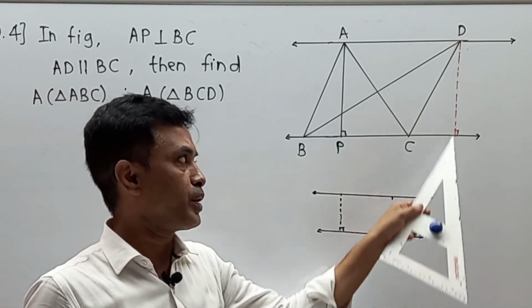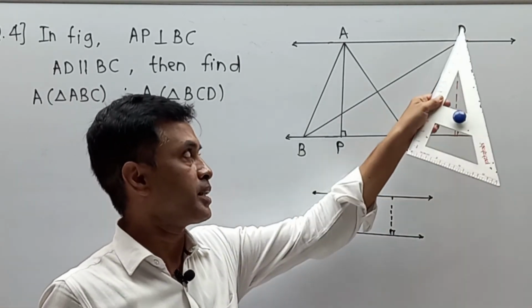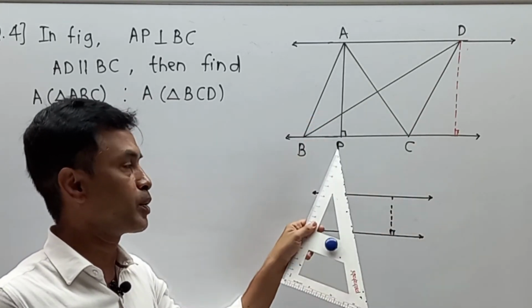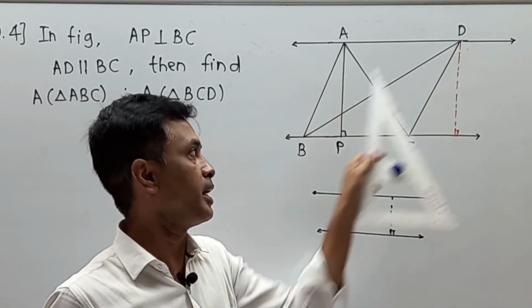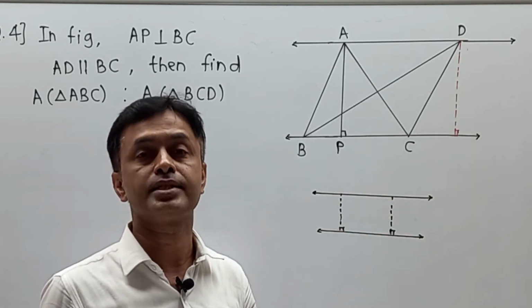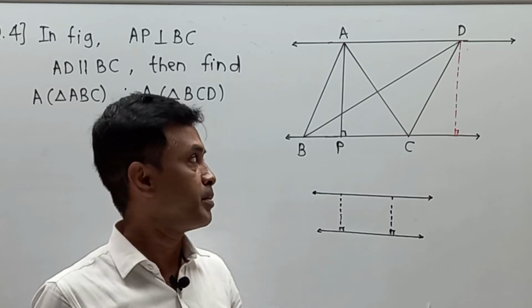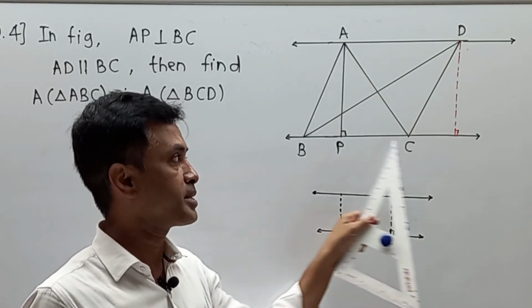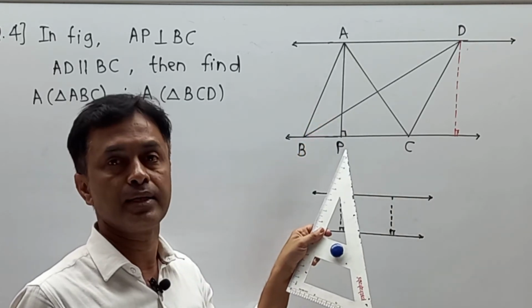Now, as I draw a new perpendicular height over here, this height from D to this point must be exactly equal to AP. The reason is that AD is parallel to BC, which means for both triangles the height is also the same. In triangle ABC, the base is BC and AP is the height.